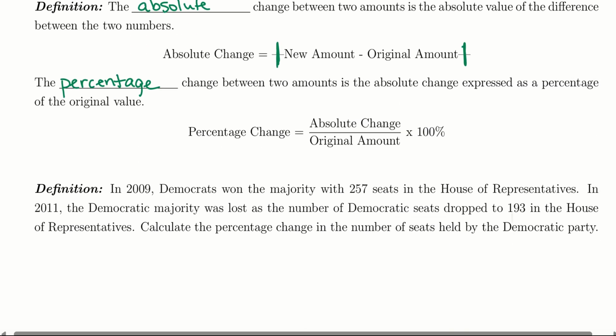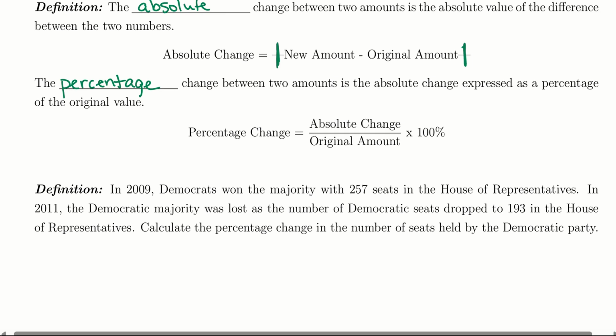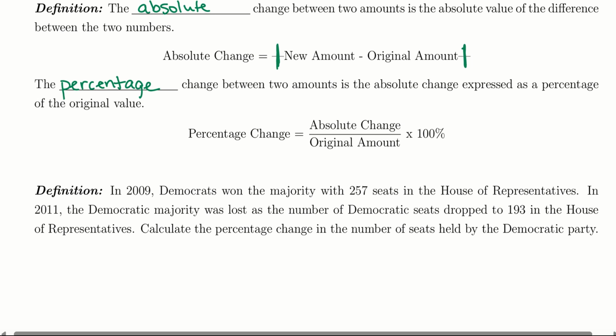For example, in 2009, Democrats won the majority with 257 seats in the House of Reps. In 2011, the Democratic majority was lost, and the number of Democratic seats dropped to 193 in the House. Let's calculate the percentage change in the number of seats held by the Democratic Party. To find that percentage change, it is two steps. We first need to work with the absolute change.